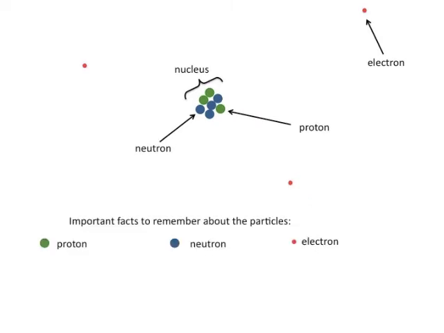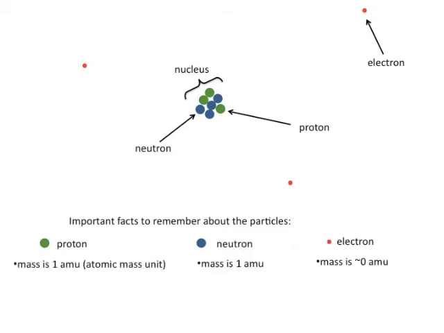So this slide is going to recap some of the information that was contained on the previous slide, but it's also going to give some more specific information about the particles. First thing has to do with the size of the particles. So far we've mentioned that the protons and the neutrons are about the same size, but that they are both much larger than the electrons. Here, we're going to be a little bit more specific about the sizes of these particles.